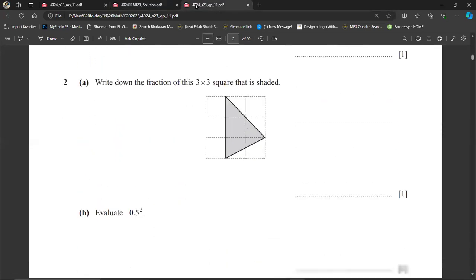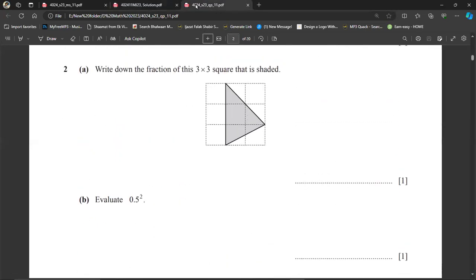Okay. Question number 2, part A. He says, write down the fraction of this 3 by 3 square that is shaded. So we have to find the shaded area and divide it by the total area. This is the basic theme. So the total area is 3 multiplied by 3, that's 9. And the shaded area is the triangle. This is the base of the triangle, and this is the height of the triangle. The base is 3, the height is 2.